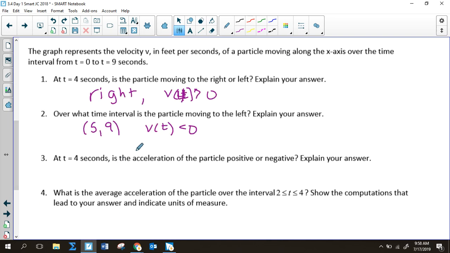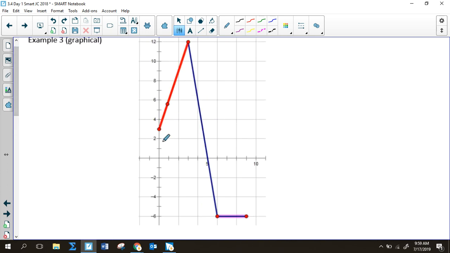Okay, at time equals 4 seconds, is the acceleration of the particle positive or negative? So the acceleration is negative because v of 4, the velocity at time equals 4, is decreasing. Or what you could look at is that the slope at 4 is negative. So I'm going to go back up and look at the graph again. At time equals 4, I have a positive velocity, yes, but the actual graph is decreasing.